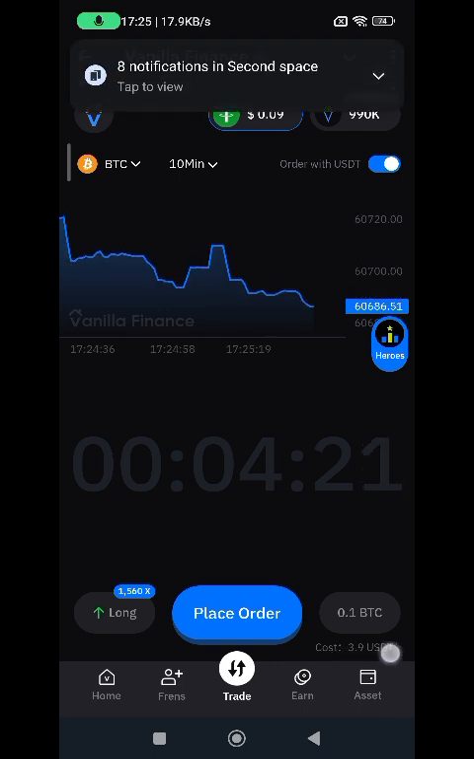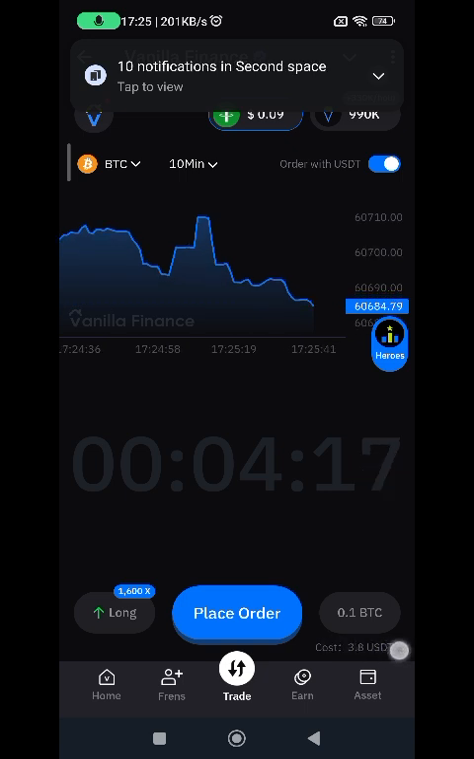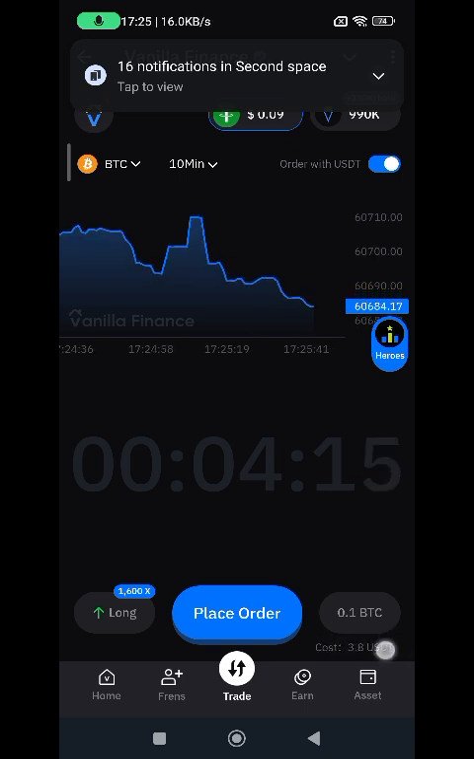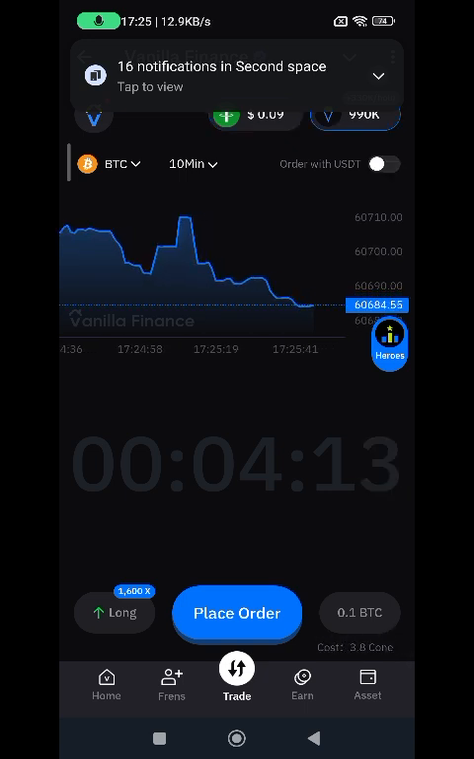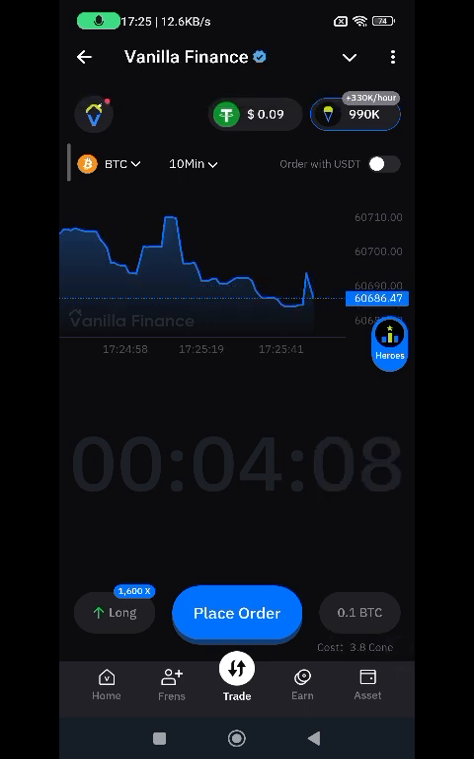You get to see it right here, because it's going to be showing you the USDT value that you're going to be paying for every trade you place. When you change it back to Coin, you realize that the value changes back to Coin. So we are going to be looking at Coin trading for now.